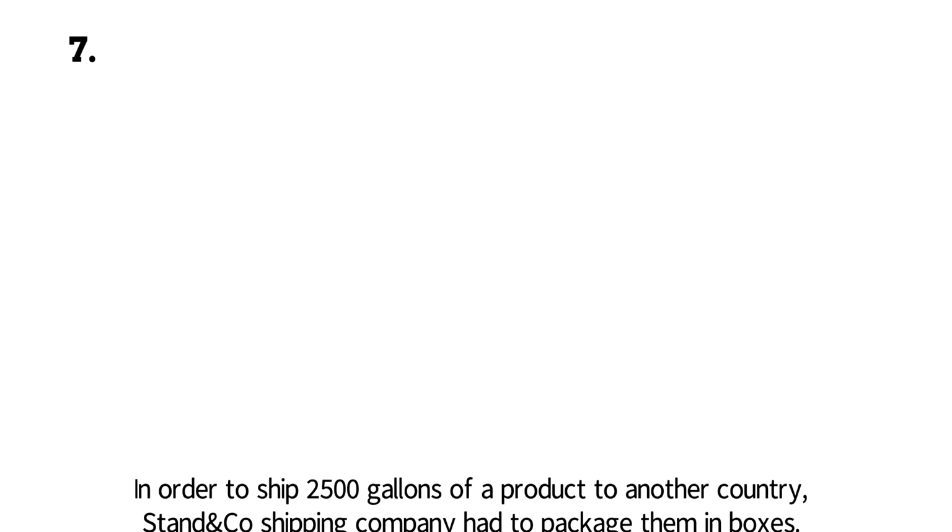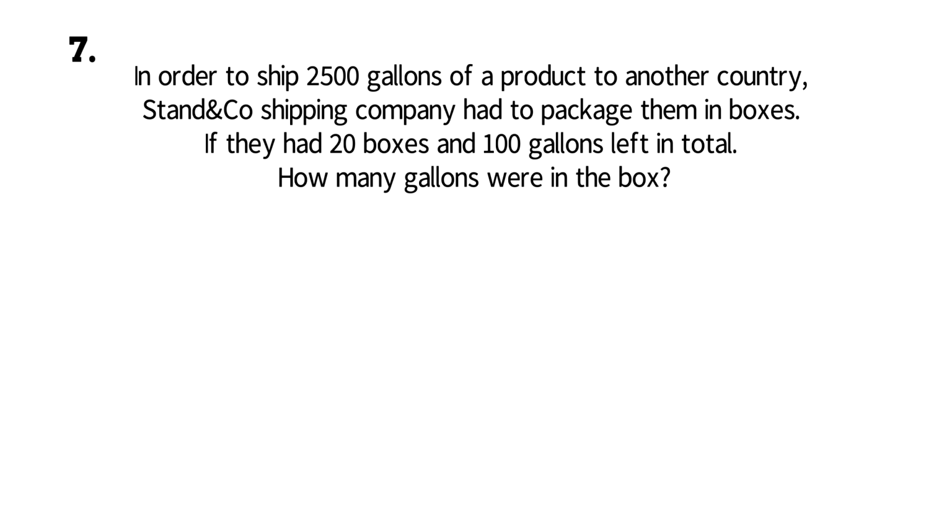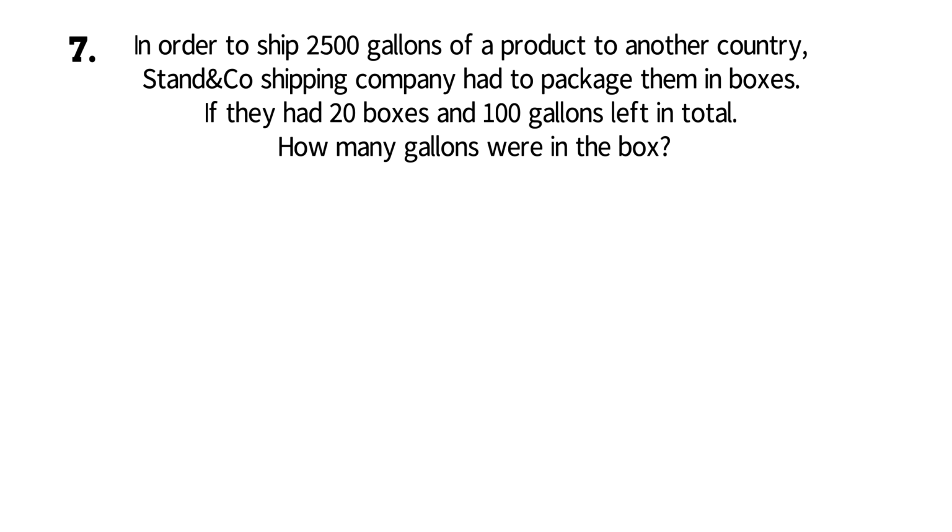In order to ship 2,500 gallons of a product to another country, Standing Coast Shipping Company had to package the gallons into boxes. If they had 20 boxes and 100 gallons left, how many gallons were in a box? This kind of two-step equation word problem is very common on the GED. Unfortunately, most students get it wrong. We are going to make sure you don't get them wrong.